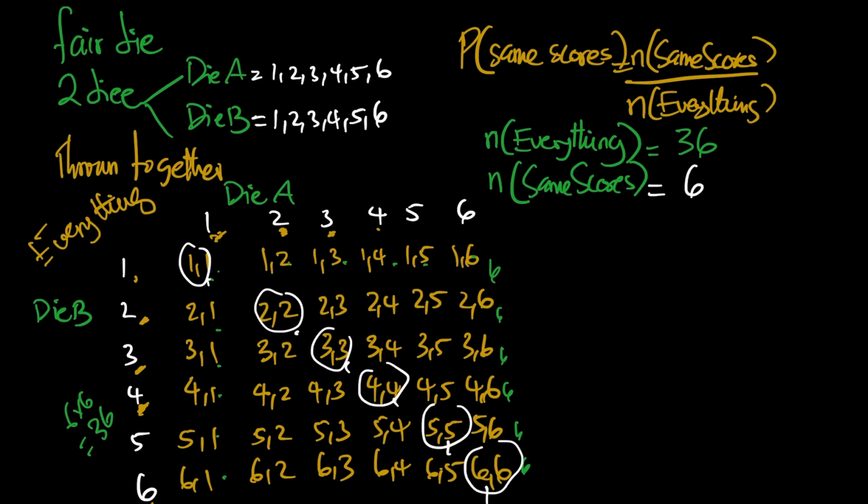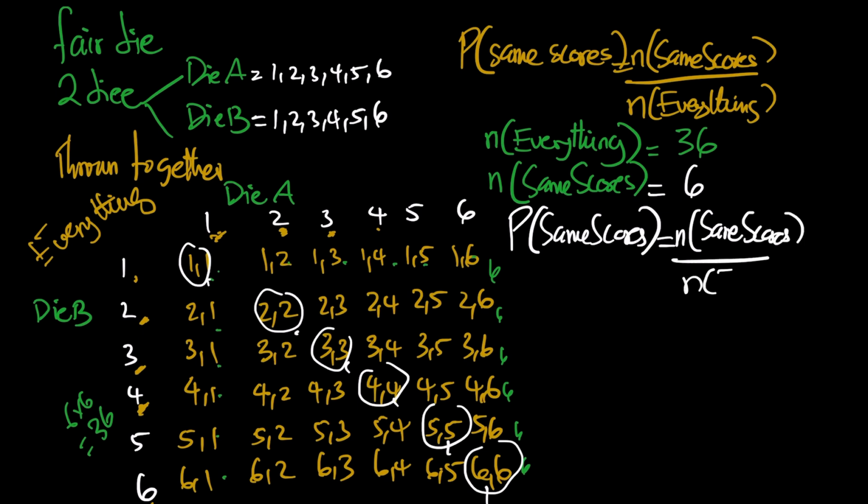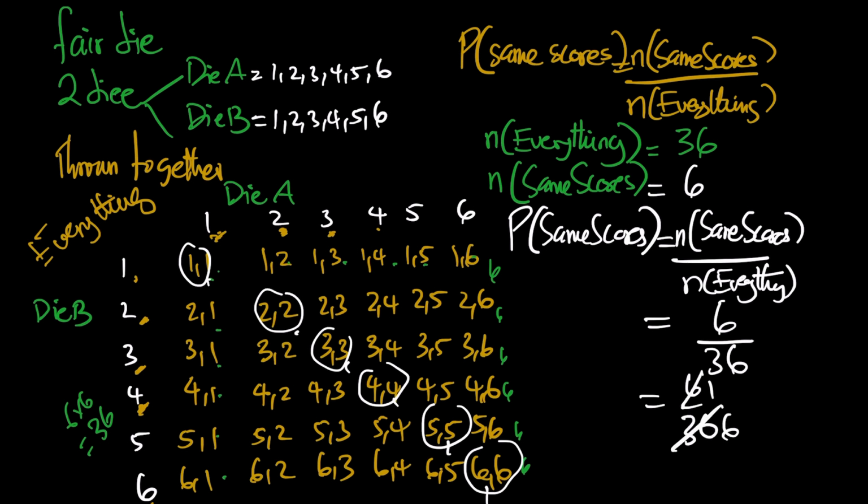Now, finally, our answer is going to be the probability of same scores. So the probability of same scores is the number of same scores divided by the number of everything, right? We've stated that. The numerator is going to be 6 divided by everything, which is 36. And then we end up getting 6 over 36, and our answer is 1 over 6.